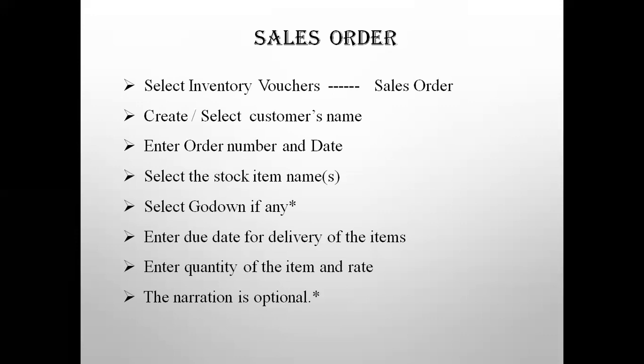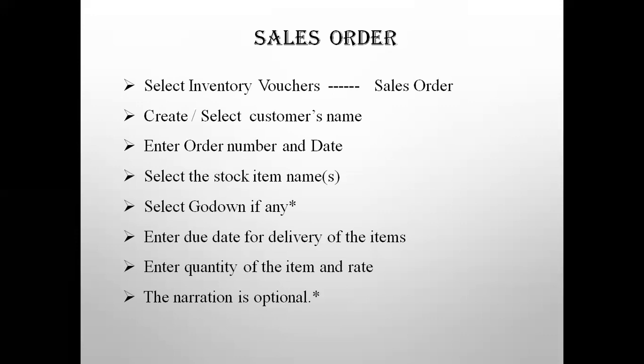Then create or select the customer's name. You will be creating it, or if the customer is older, someone whom you have sold to earlier, then that ledger will already be created under the sundry debtors group, which you will have to select. So either you create or you select the customer's name. Then enter the order number and the date.